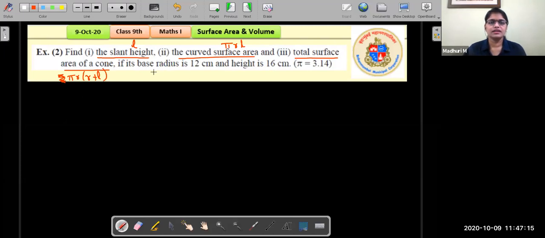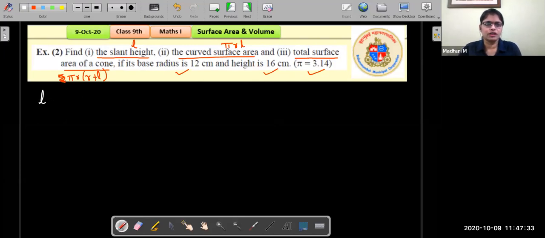And finally, what are we given? We are given radius and height. Also, we are given pi, right? So whichever value of pi is given, we will strictly use that value. Correct, students? So let's begin. First thing, we have to find L. So how do we find L?